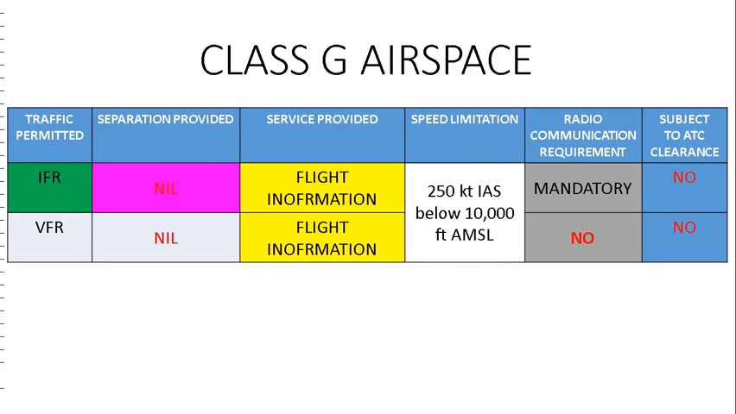Class G airspace. Here IFR and VFR are both permitted and they will not be separated. They can receive flight information service if requested, and they are subject to a speed limitation of 250 knots indicated airspeed below 10,000 feet above mean sea level. Radio communication for IFR is mandatory in all airspaces. However, for VFR, there is no such requirement in Class G airspace, and IFR and VFR are not subject to ATC clearance as this is uncontrolled airspace.